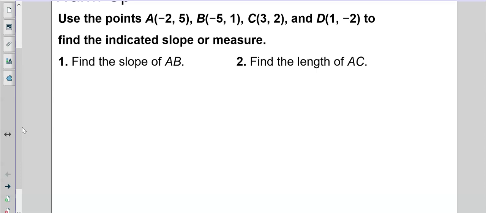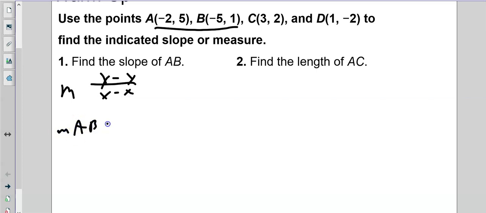Find the slope of AB. So that's going to be right here, AB. Remember, slope is y minus y over x minus x. So the slope of AB is going to be, remember, this is axis y, x, y. So I can do 5 minus 1 or 1 minus 5, doesn't matter. With doing 5 minus 1, that means I'm going this direction. That means I need to do negative 2 minus a negative 5.